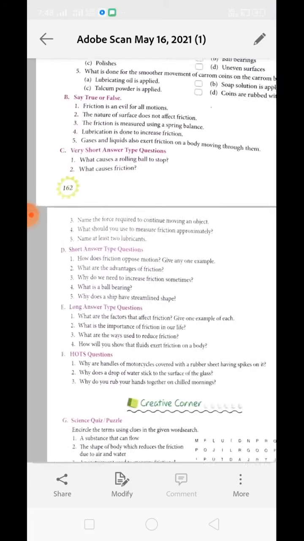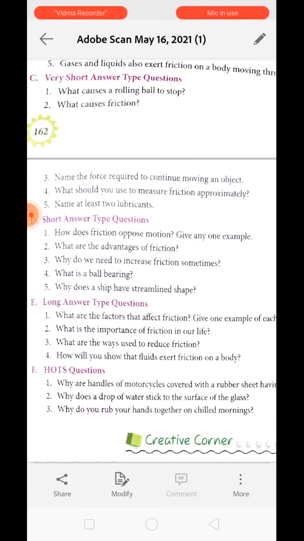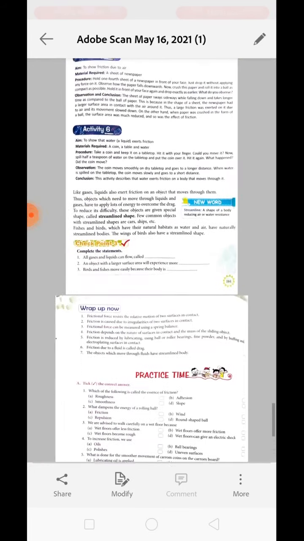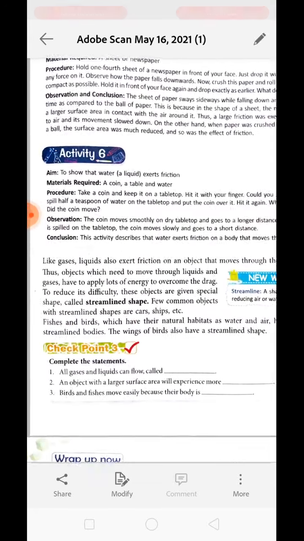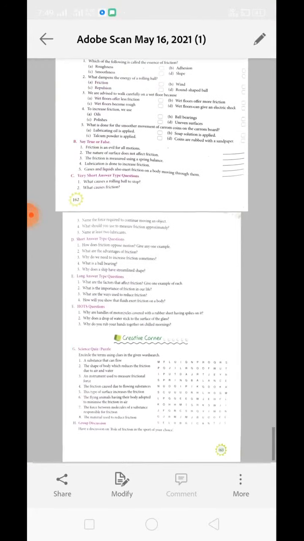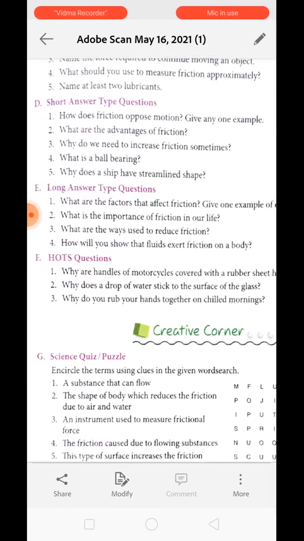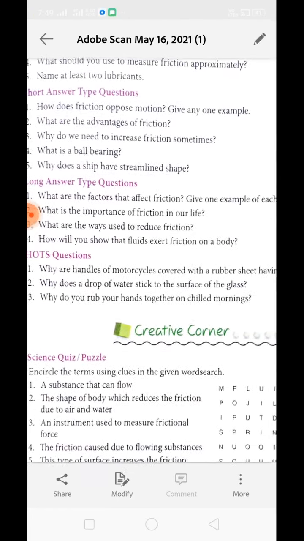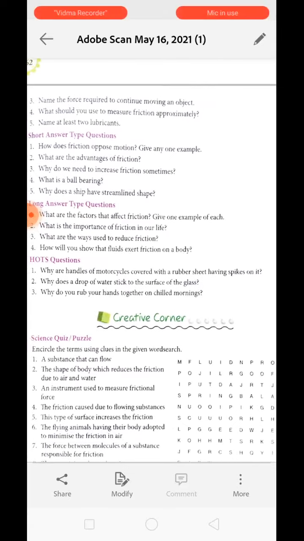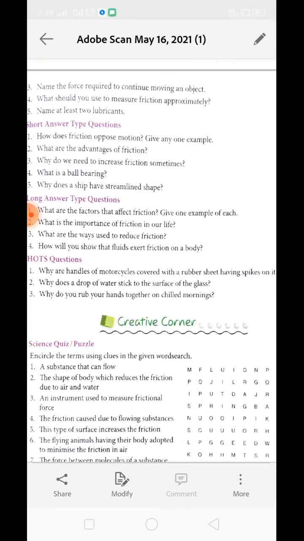Now next is, how will you show that fluid exerts friction on a body? This can be shown with activity number 6. You will write activity number 6 for the answer. Next question. Why are the handles of your motorcycle covered with a rubber sheet having spikes on it? Handles of motorcycles are covered with a rubber sheet having spikes over it, so that it can increase the gripping between the hand and the handle, so that the friction will be more.